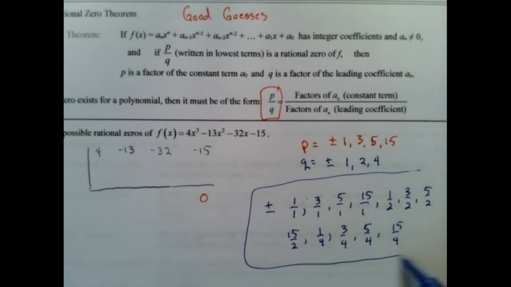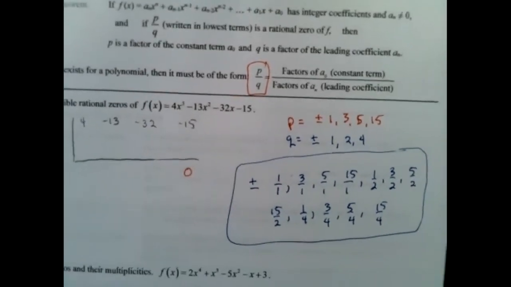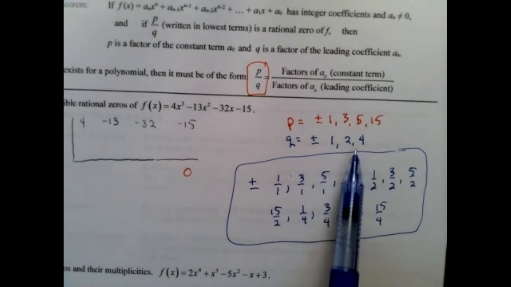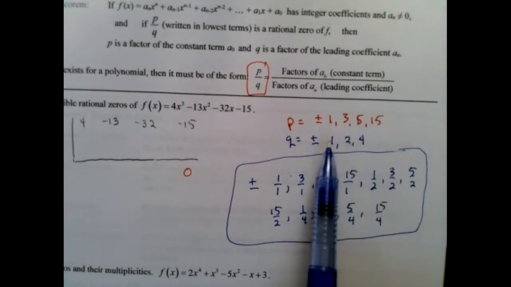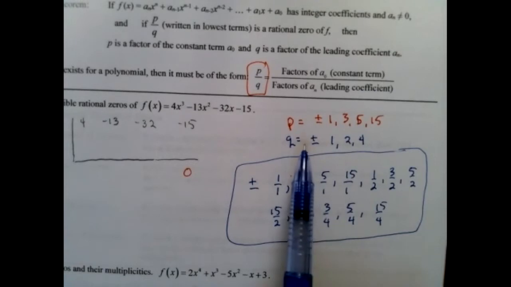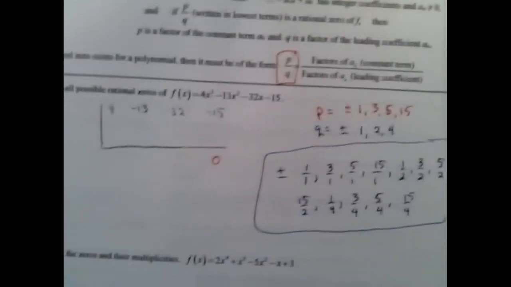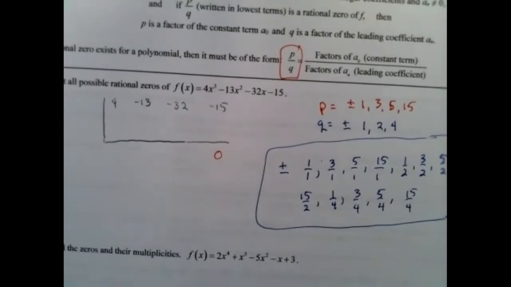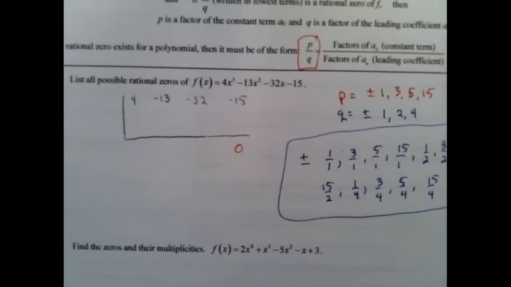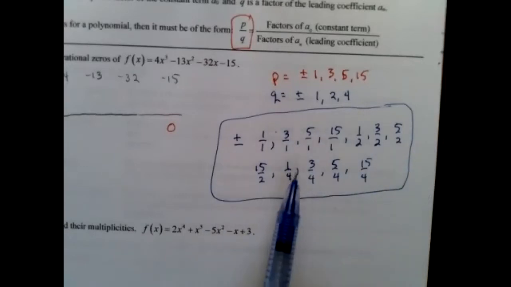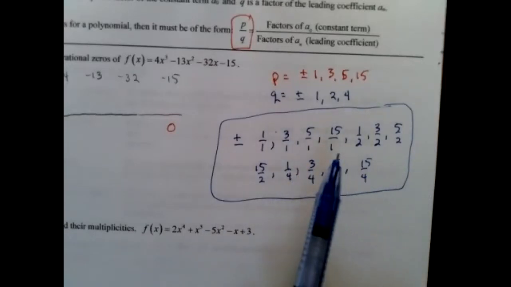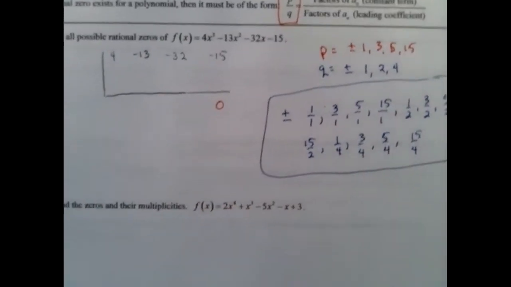So these are numbers that, if any work, it's going to fall into this category. Now that's a lot. That's 4 times 3, because I put each one of these over this, which is 12. And then I have the plus or minus version, so there's 24 guesses to put into this bad boy. Yeah, let's move on to the next one. The question said, list all possible rational zeros. There they are. These are my possible rational zeros, my good guesses to stick over here.